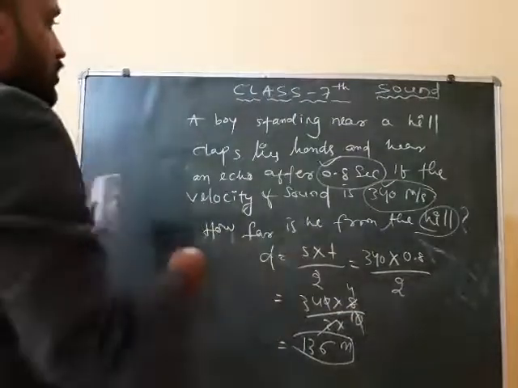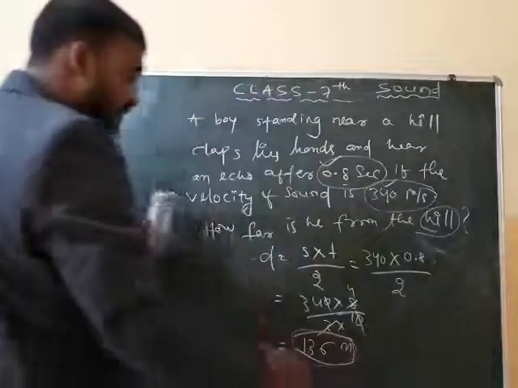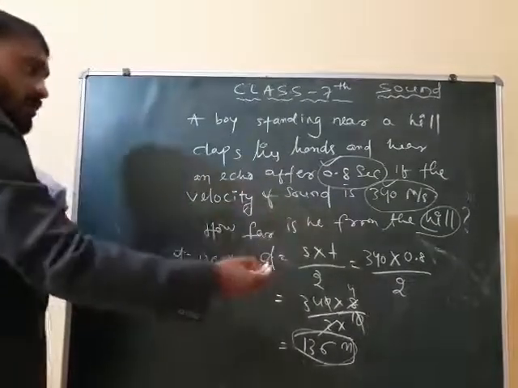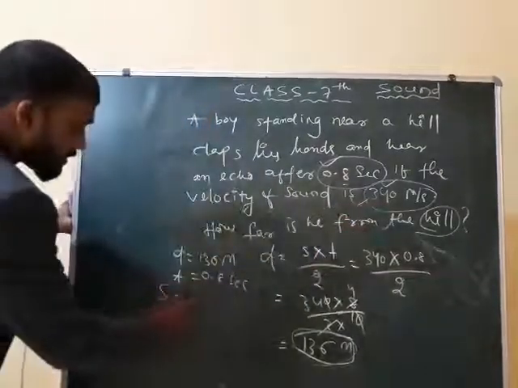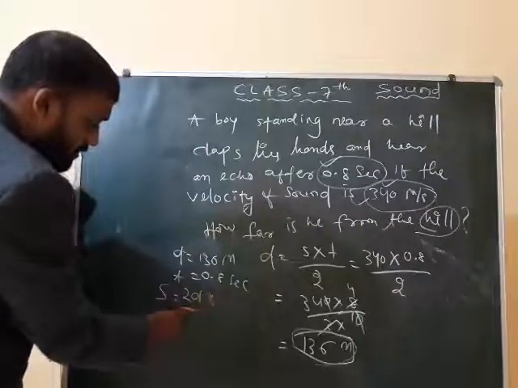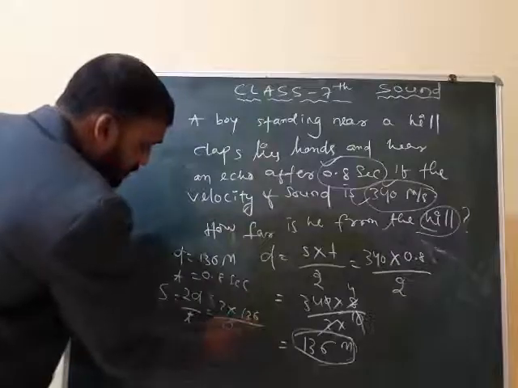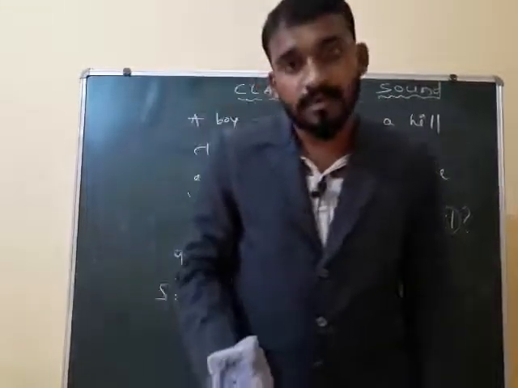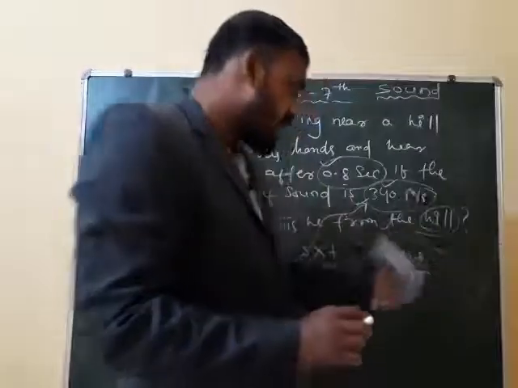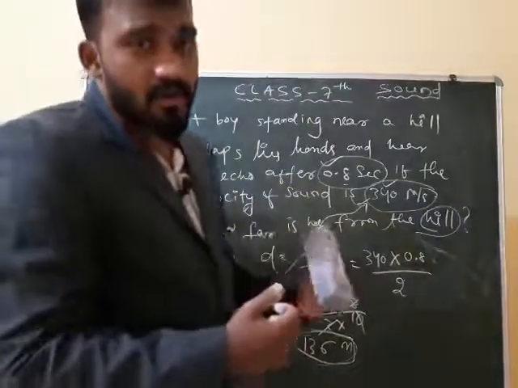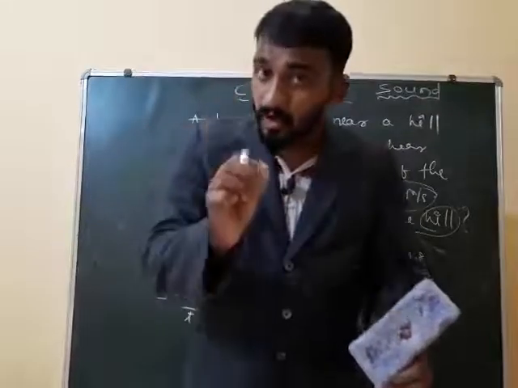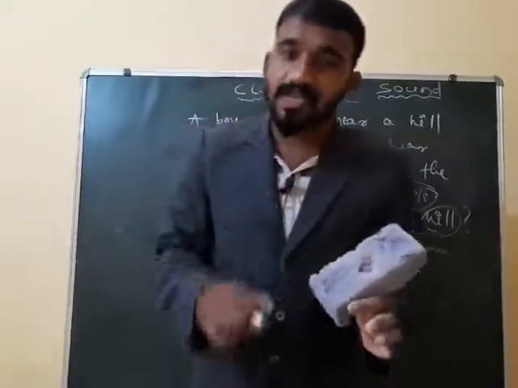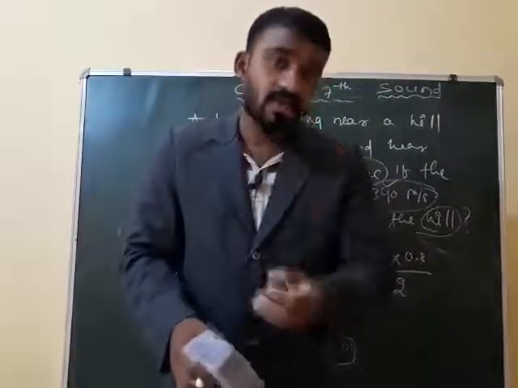Another one. Suppose the distance given is 136 meters and the time given is 0.8 second. Now the question asks to find the speed. Speed will be 2 into distance by time, 2 into 136 by 0.8. When you do this, you will get 340 meters per second. This much understood? Next, you have to do all the numericals with these 3 formulas. For the echo case only, speed is equal to 2 into distance by time; otherwise speed is equal to distance by time. For echo, time is equal to 2 into distance by speed, and distance is equal to speed into time by 2.